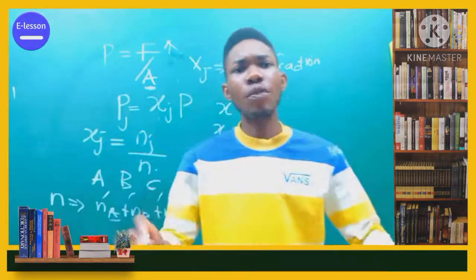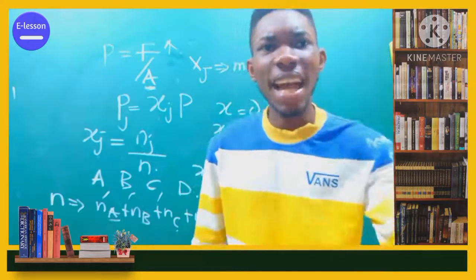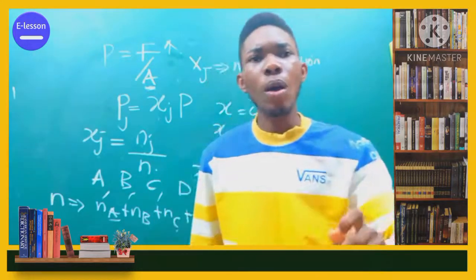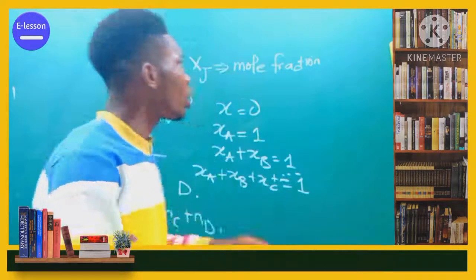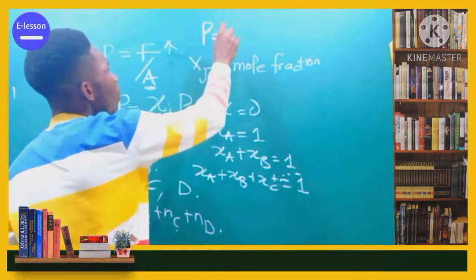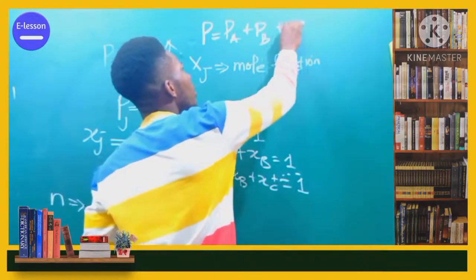So the general overview of this topic is, if you have a mixture of gases, let's say oxygen, nitrogen, argon, and the rest, and then you have a total pressure, it means that the pressure this gas mixture exerts is equal to the sum of the individual pressures exerted by the individual gases. Are we getting it now? So the total pressure is equal to the pressure from A plus the pressure from B plus the pressure from C.